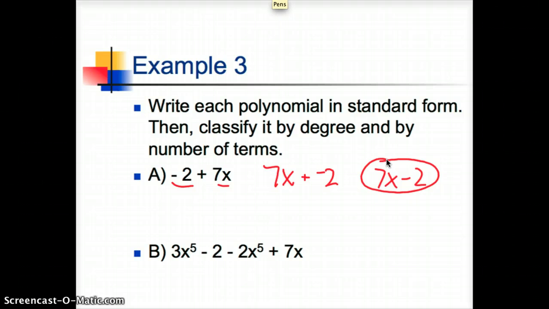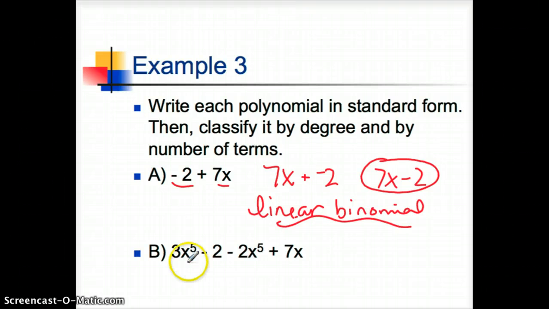And you can see it has 2 terms, so it's a binomial. And the highest degree is a 1, so it's linear. So we call this a linear binomial. Okay, and you only ever classify after you simplify it and write it in standard form. Okay, so let's look at the second one.